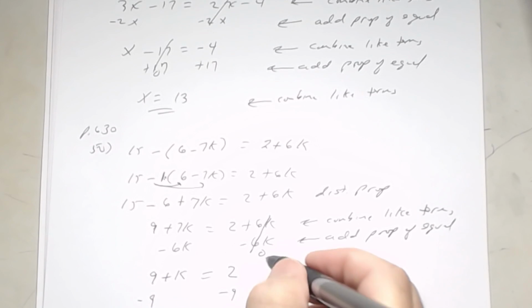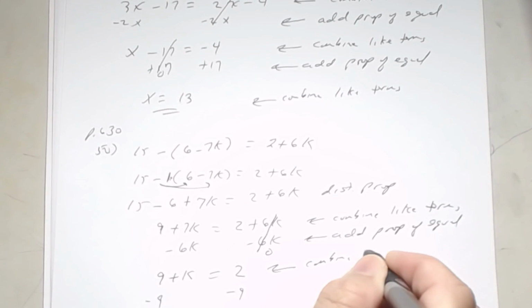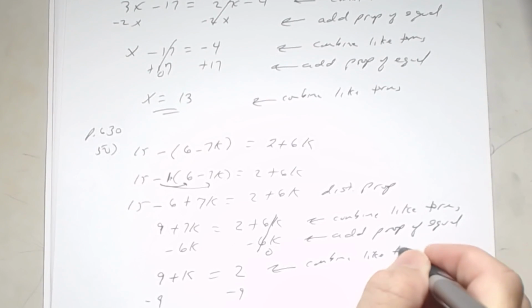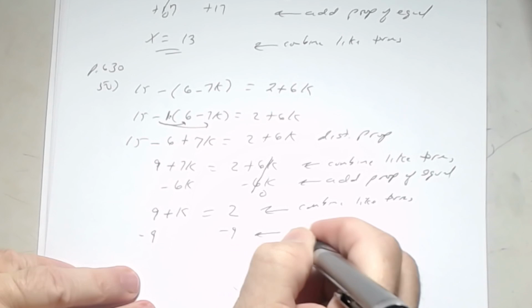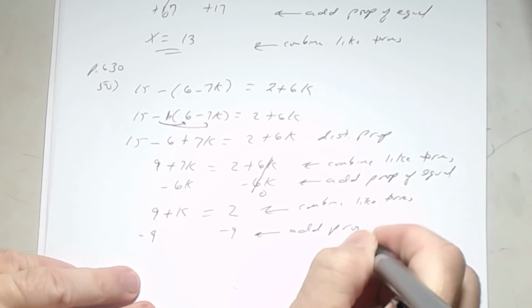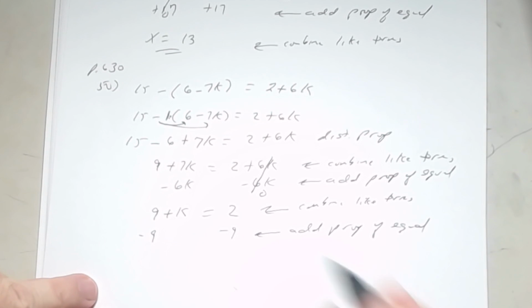And then, so let me see. To get to this point, I combined like terms. And then the next thing was the addition property of equality again. And once you do the addition property of equality, the next step is to combine like terms again.